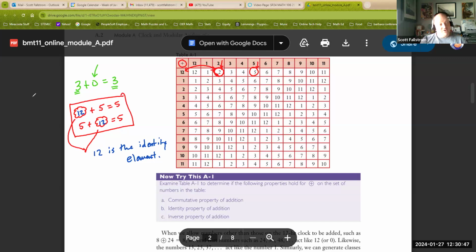Okay. Now the question is then, is there an inverse property?